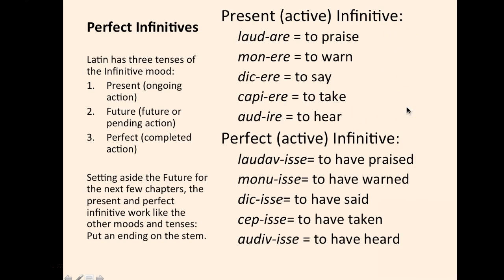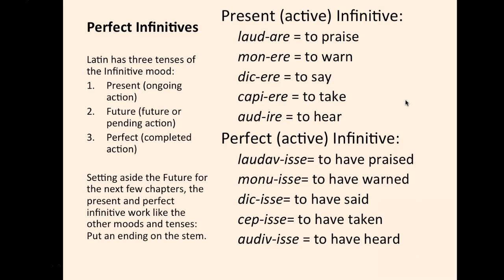Lastly, I want to say something about infinitives. There are three tenses of infinitives in Latin: present, perfect, and future. Present tenses use the present stem, of course, and we know the present active infinitive. That's the second principal part. So laudo, laudare, moneo, monere, and so forth. The perfect active infinitive adds the ending isse to the perfect stem.